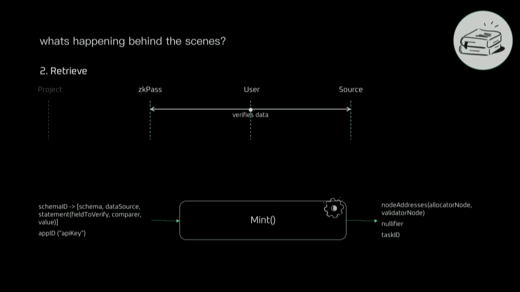Essentially, after you've defined the schema for the data you're retrieving, you provide the schema to the protocol, and it returns node addresses, which contain an allocator node and a validator node, along with hashes of these node addresses, a nullifier generated to prevent redundant duplicates, and an allocated task ID that the allocator uses to tell the user which validator they have to interact with.